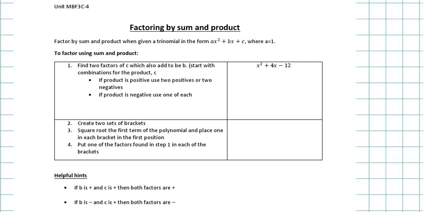So far we looked at common factoring, we looked at difference of squares, and now we're going to look at something called sum and product. They're all processes of factoring. Okay, all of them, we are factoring.